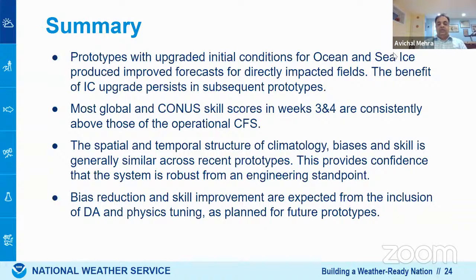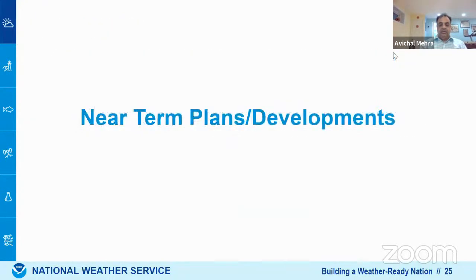Most of our scores, global as well as CONUS in weeks 3 and 4, are consistently above those of the operational CFS. The spatial and temporal structure of our biases and skill scores is generally similar across all the prototypes. This gives us confidence that the system is fairly robust from an engineering standpoint. And the bias reduction and skill improvement are improvements from inclusion once we have our own DA, and we conduct a physics tuning, which is the plan for future prototypes.